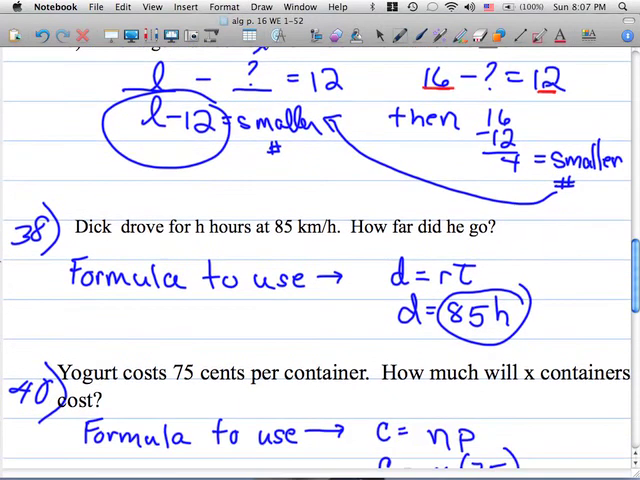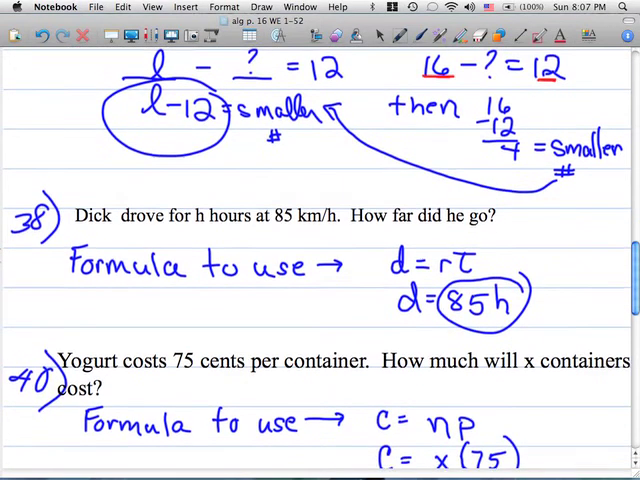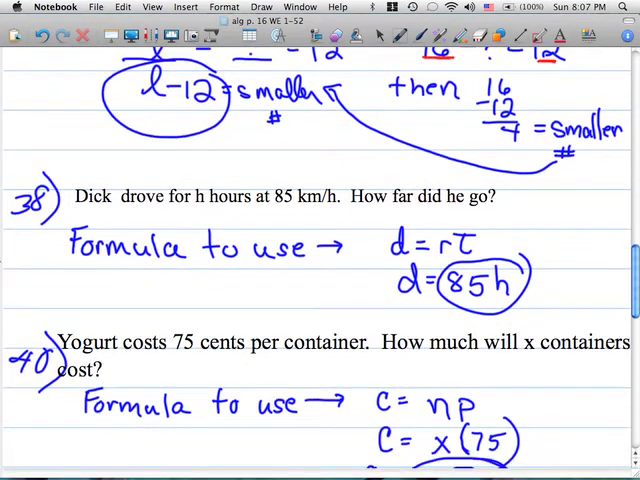Number 38, answer each question using those formulas that were on page 15 or in your notebooks. Dick drove for 8 hours at 85 kilometers per hour. How far did he go? The formula to use is D equals R times T, rate times time. Copy that down.